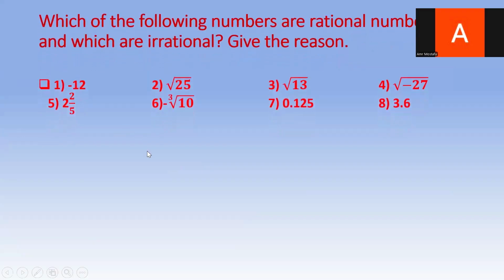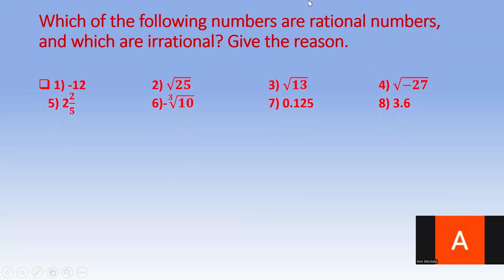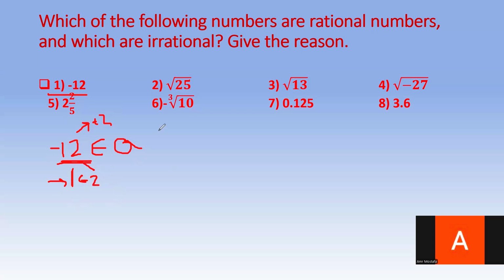Which of the following numbers are rational and which are irrational? Give the reason. Negative 12, rational or irrational? Negative 12 is rational because it belongs to Q. It achieves 3 conditions: negative 12 over 1. Negative 12 belongs to Z, and 1 belongs to Z, and the denominator doesn't equal 0.